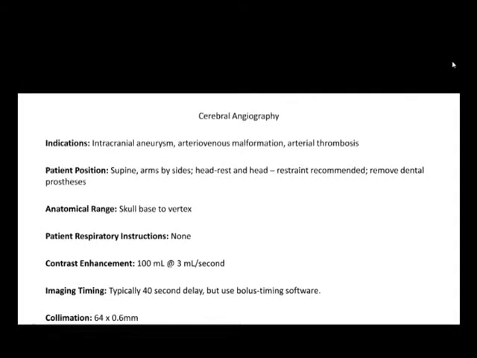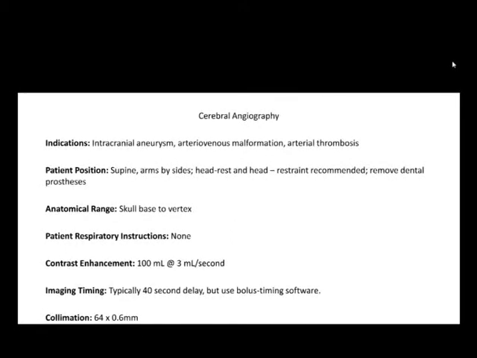So that brings us now to angiography. And so this is one of those fields that is gaining a lot of attention in CT because of the fact that we have the ability to acquire a very long stream of data very rapidly and demonstrate blood flow to a very high degree.